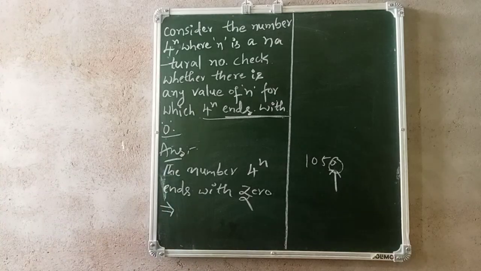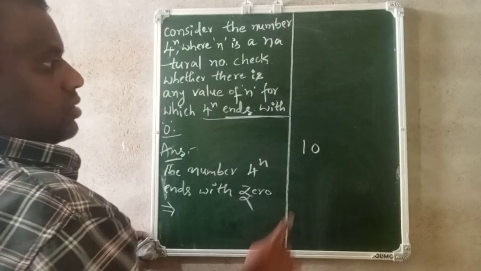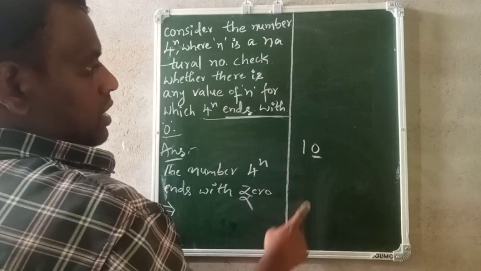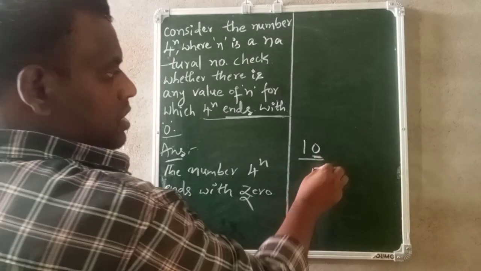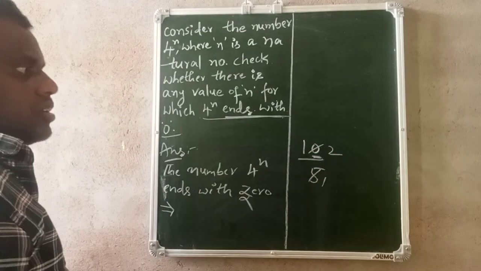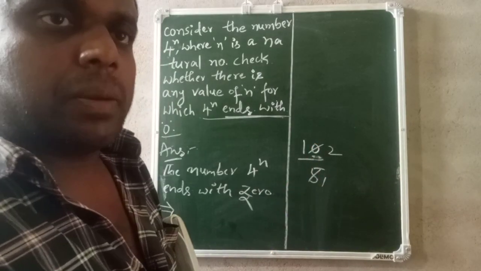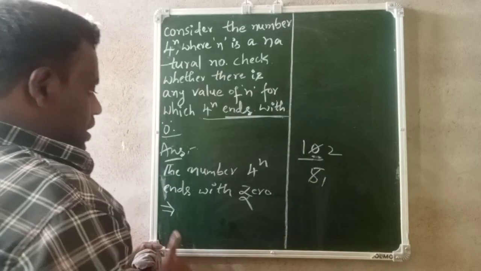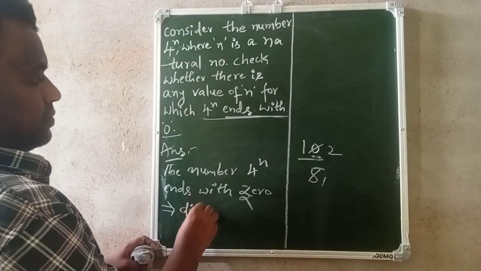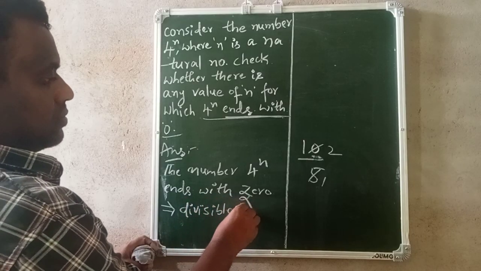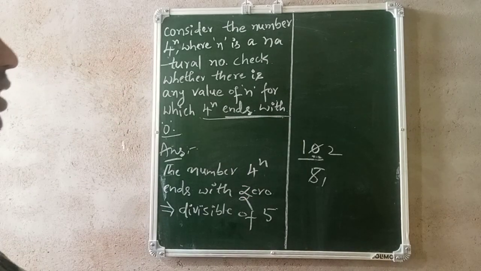Let me take another example. For example, 10. This 10 ends with 0, correct? You can see when the number ends with 0, it is divisible by 5, because 5 ones are 5, 5 twos are 10. So any number, if the number is ending with 0, that number is definitely divisible by 5. So I will write it here: the number 4 to the n ends with 0 means divisible by 5.